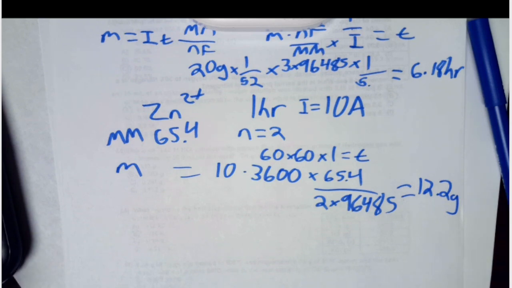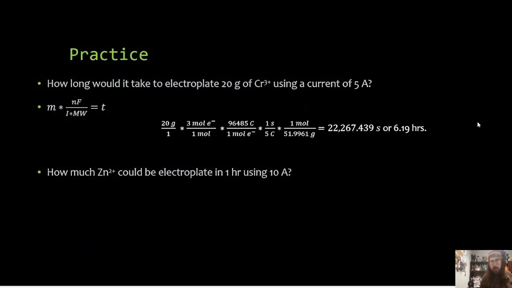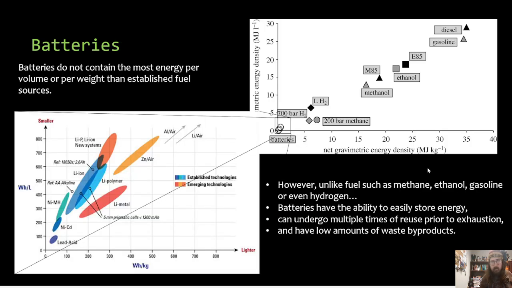So you run this for a period of time, and you can electroplate, and you can calculate how much you deliver based on what you're trying to do. And so, with that in mind, that is a real quick example of electroplating.